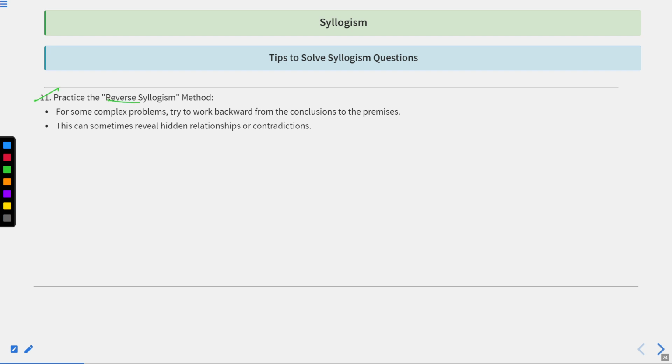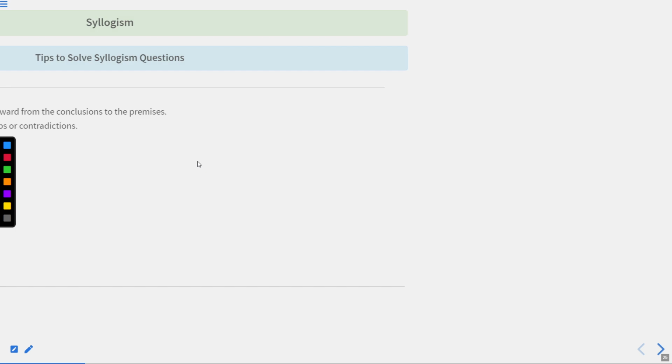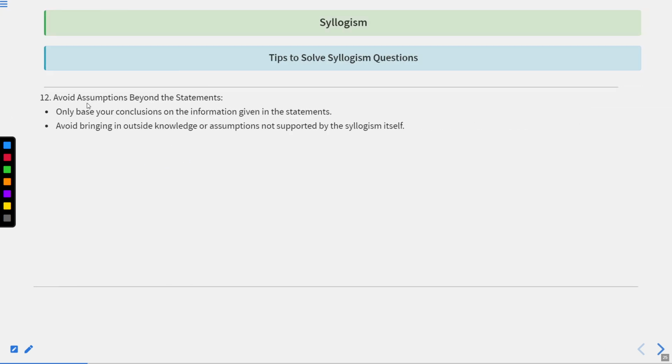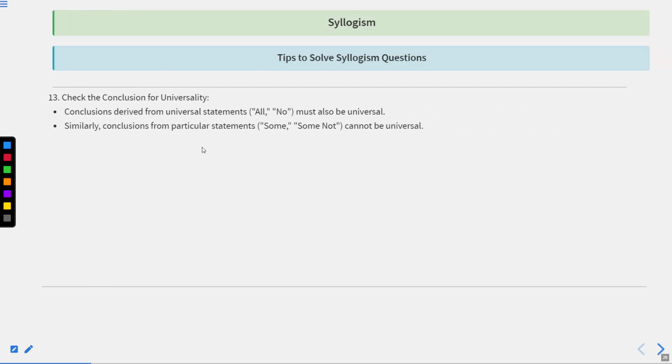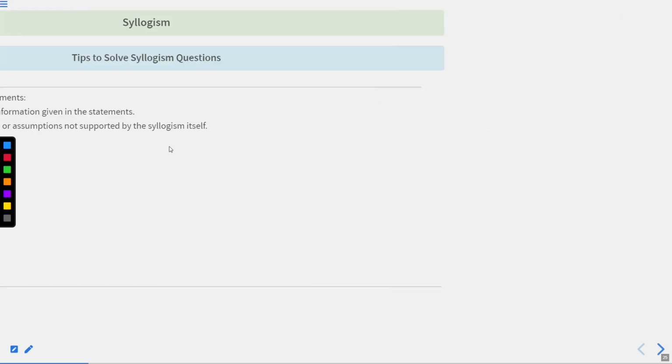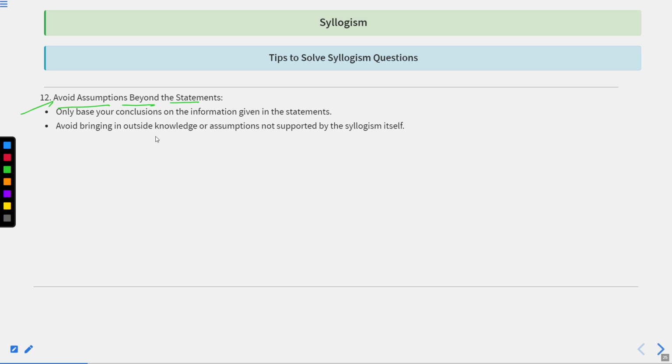So practice reverse syllogism. This is only for complex problems. Try to work backward from the conclusion to the premises. This can sometimes reveal hidden relationships or contradictions. Okay. Avoid assumptions beyond the statement. I have already asked you repeatedly to take this into consideration: avoid assumptions beyond the statement. You have to just stick to the statement.